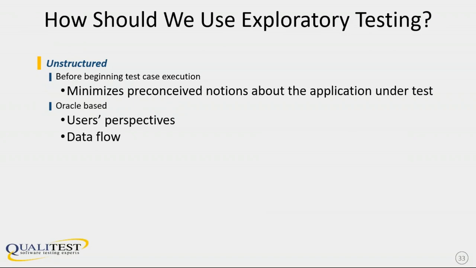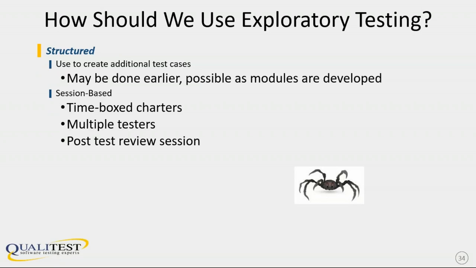We can do unstructured exploratory testing, and when we do that, it minimizes preconceived notions about the application. It also helps to alleviate the curse of knowledge, because we don't get to know it first. We can use an oracle here. What might be an oracle? Well, maybe how the data flows through the system. Our users' perspectives can be an oracle. Or we can use a structured type of exploratory test casing.